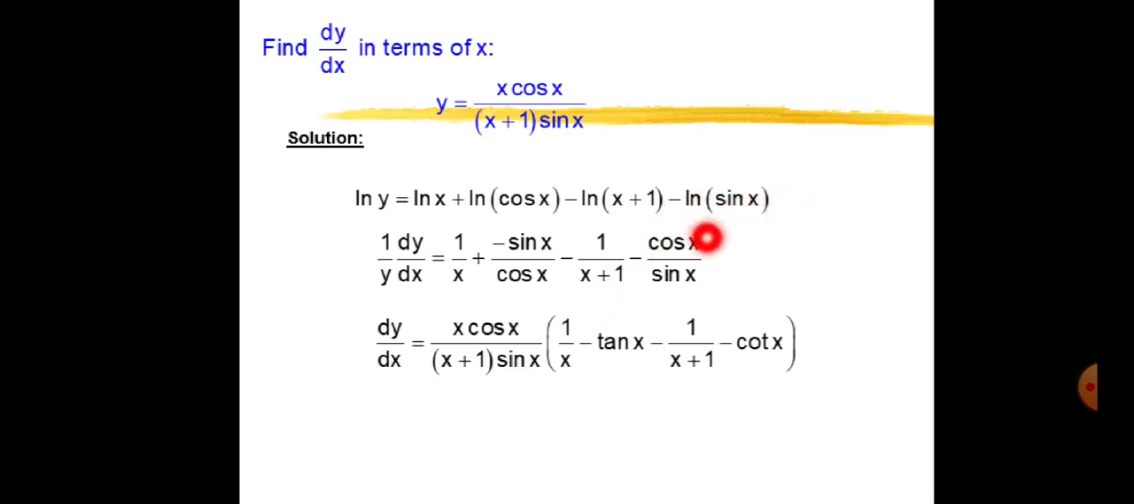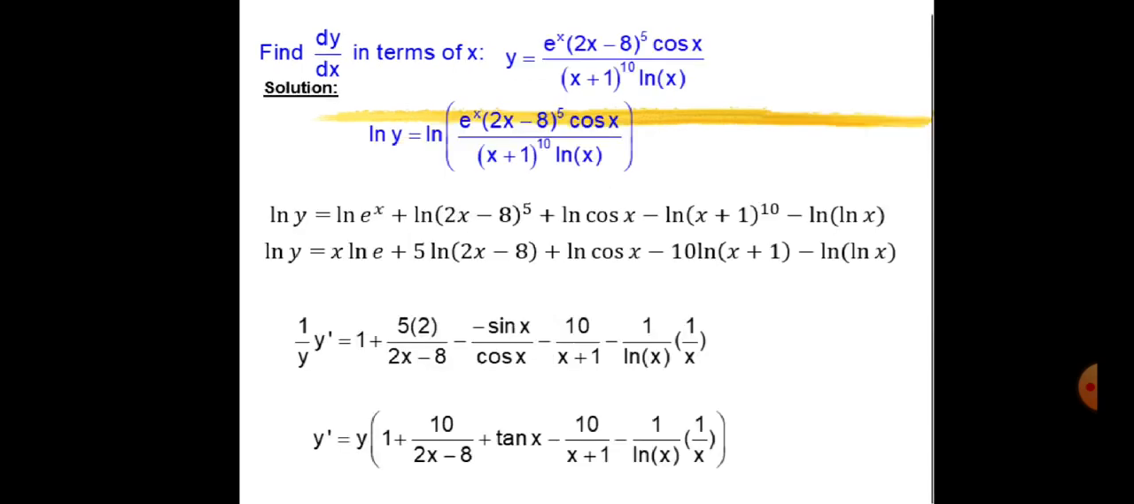Minus ln sine x gives cosine x over sine x, because ln u gives u prime over u. This is u here, and this is its derivative. Or you can say that ln sine x gives 1 over sine x times the derivative of what is inside, which is cosine x. Now multiply both sides by y to get your dy dx, and you can substitute the y by this fraction. So we have to apply ln to break the complexity of the problem.